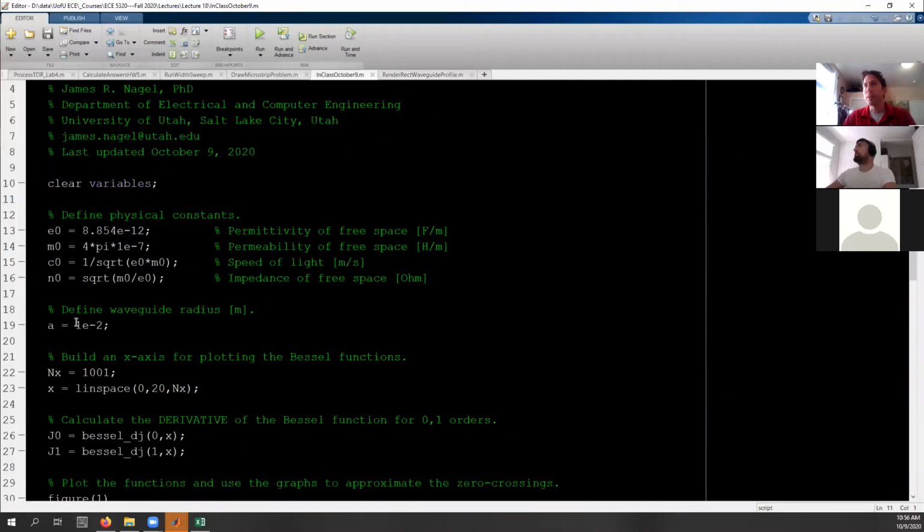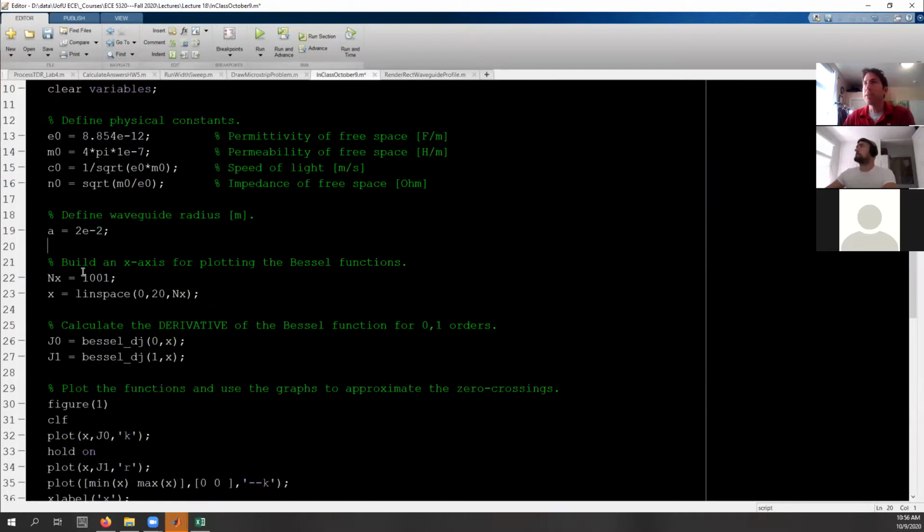So in particular, we start with waveguide radius. I just changed it to 2 centimeters instead of 1. And you still have to do that graphical plot with the Bessel functions. Remember on Wednesday, I said it felt a little backwards because the TE case is the harder one and the TM is actually easier, because for TE, instead of plotting the derivative of the Bessel function, you had to calculate the zeros of the regular Bessel function.